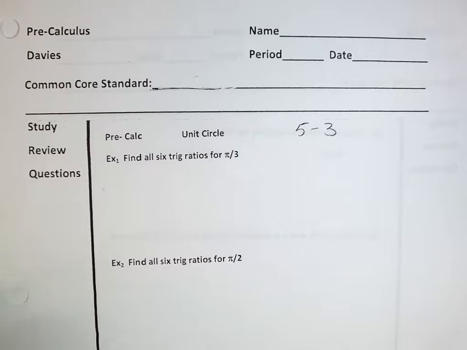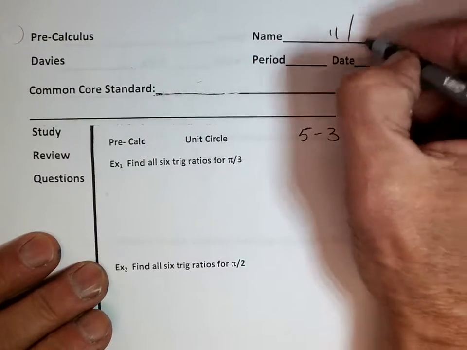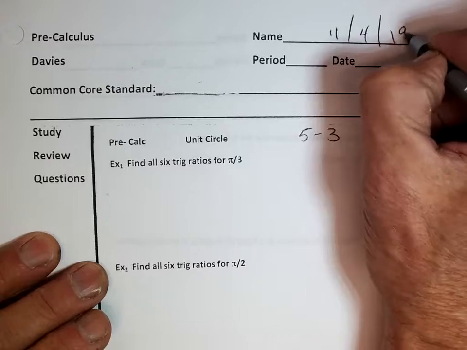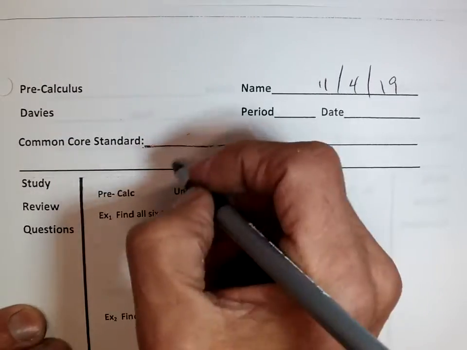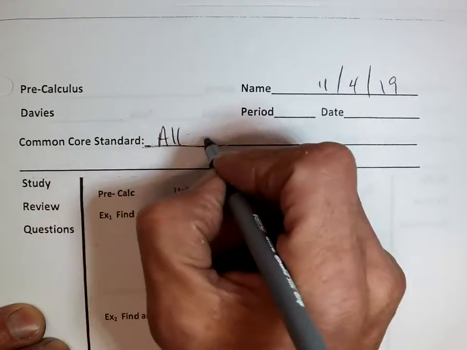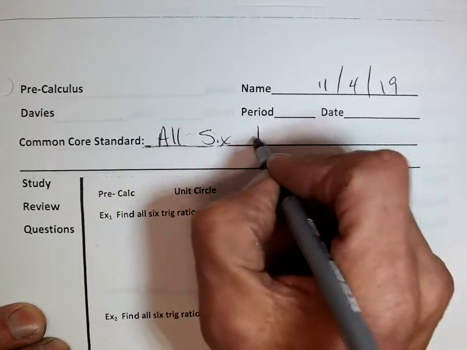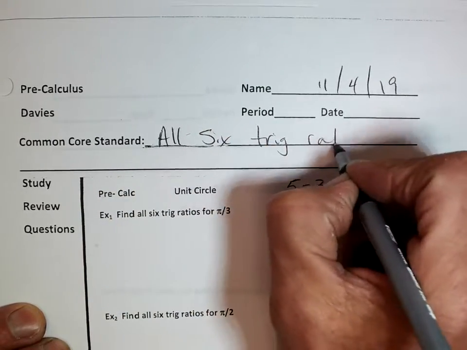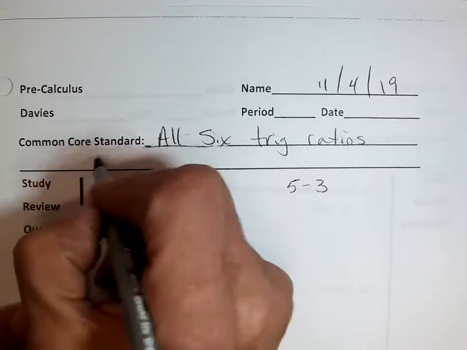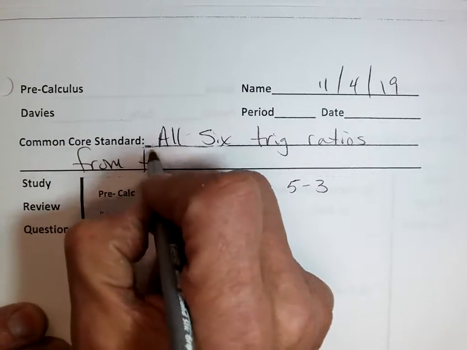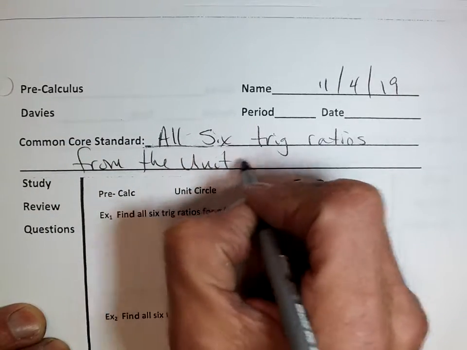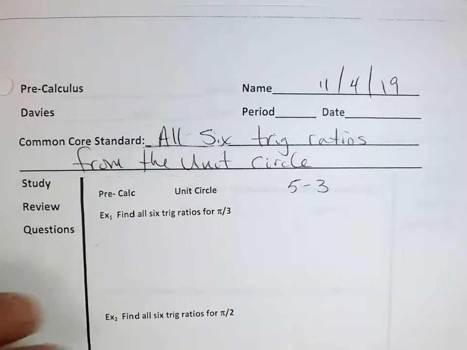So today it is 11/4/19, and we're going to be talking about all 6 trig ratios from the unit circle. Okay, all 6. So our 6 trig ratios we already had.